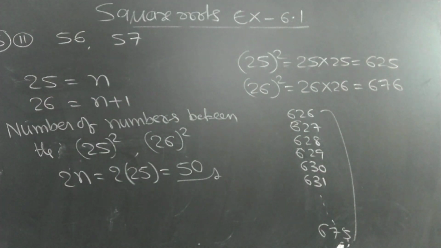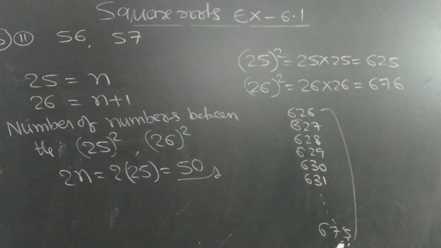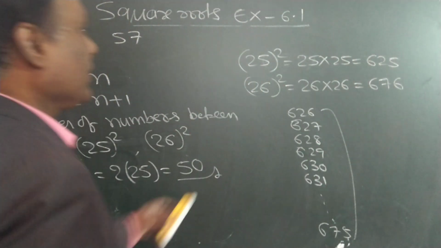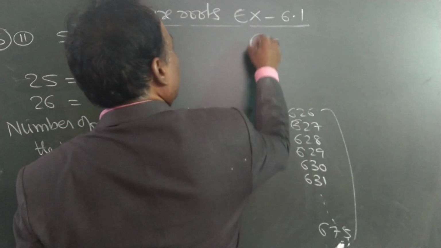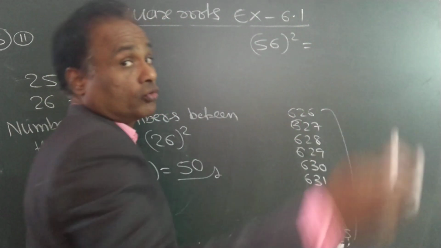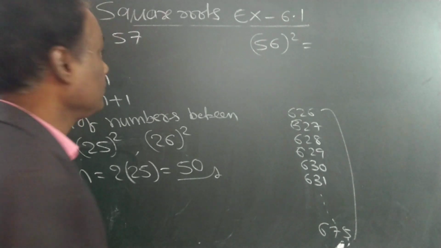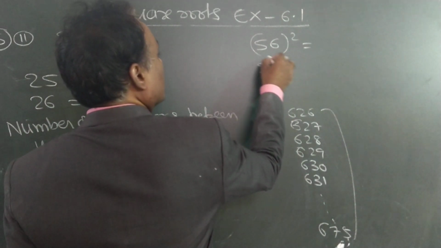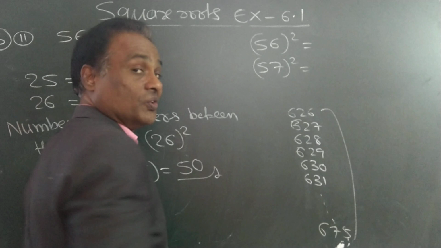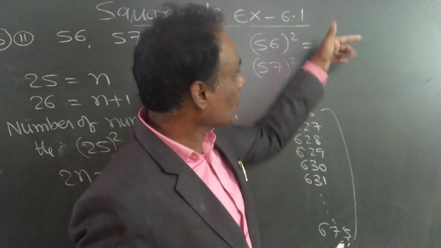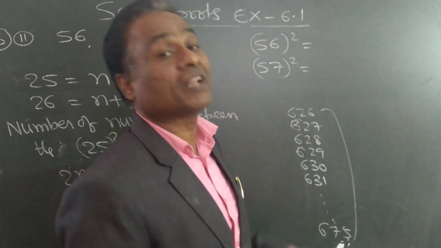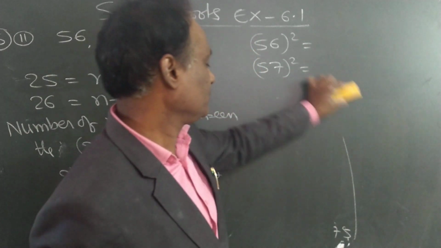56 square and 57 square. 56 whole square, 56 into 56, you get a number. 57 square, 57 into 57, you get a number. Big numbers you will get. After getting the answer, in between those two, how many numbers exist? That is the question.